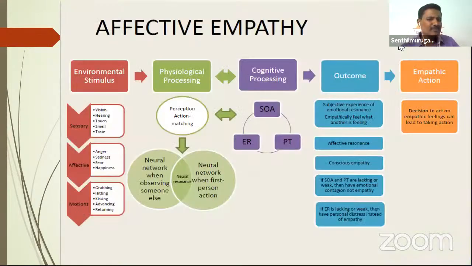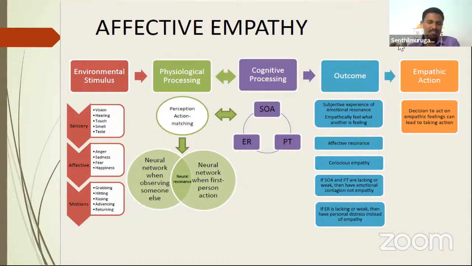If you see the affective empathy process, as you can see in the graph, we get affected by environmental stimulus. Normally, our physiological process is happening when we get some environmental stimulus. The environmental stimulus could be sadness or fear or happiness, shown by your friend or your acquaintance or someone in front of you, or some motions like grabbing, hitting, advancing, retreating. So these kinds of motions are also the reason for the physiological processing happening in our brain.